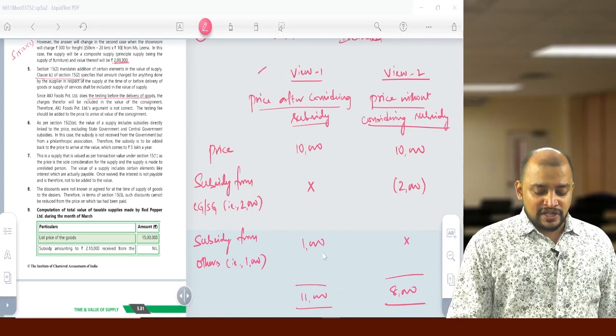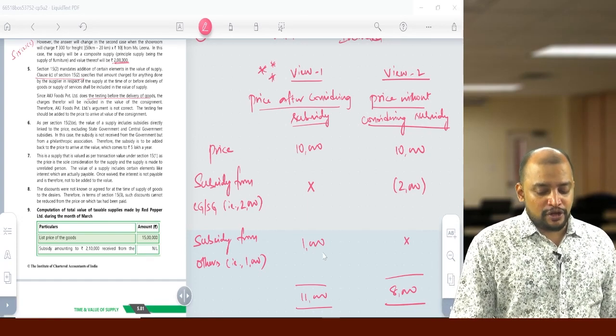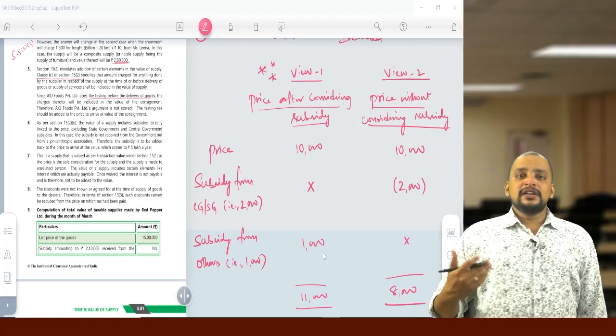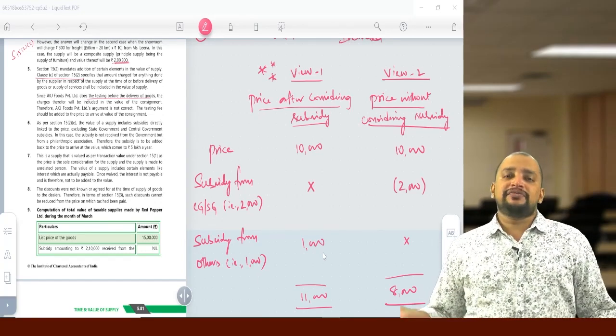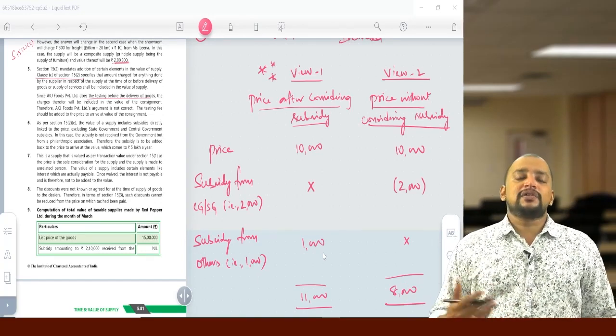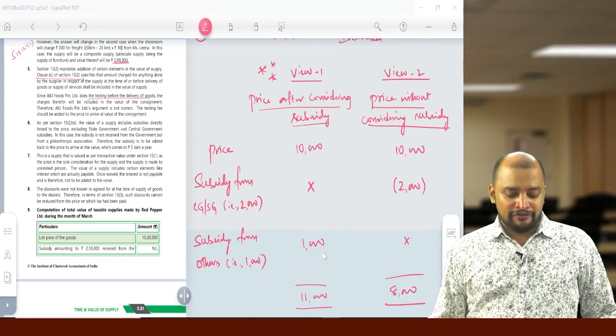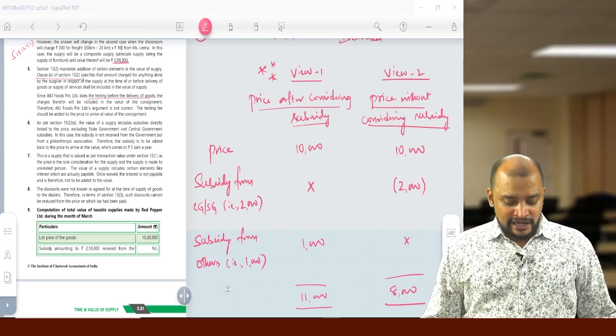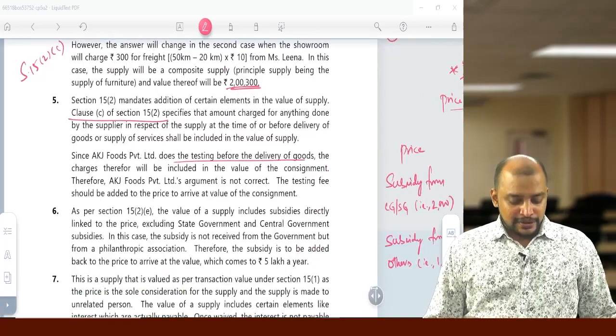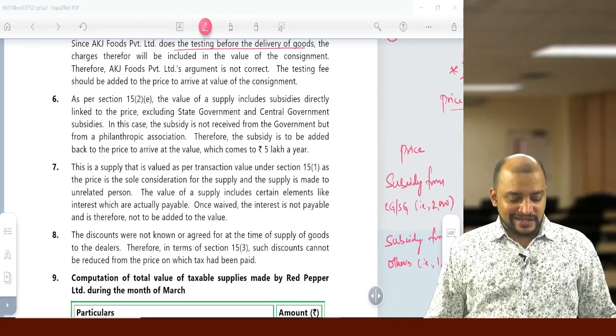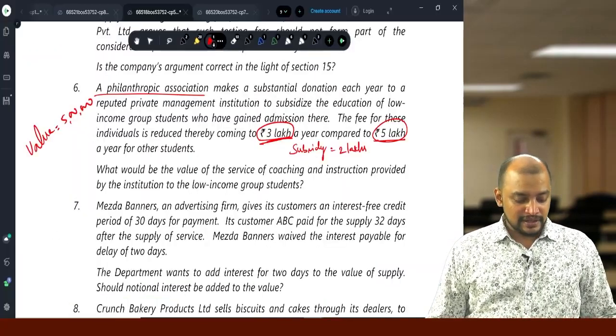Suppose in the absence of any information in the question, we will follow view 1 assumption. Because in many cases ICAI follows that assumption in many questions, due to that reason view 1 we will follow. So this is related to that subsidy point. I already explained that, but I am just giving you the clarity related to this.